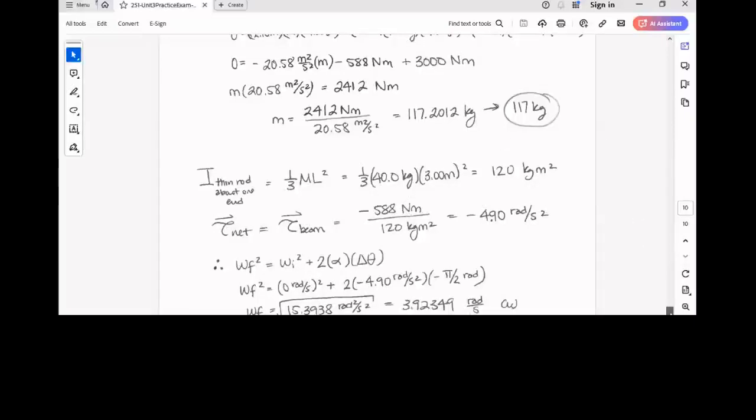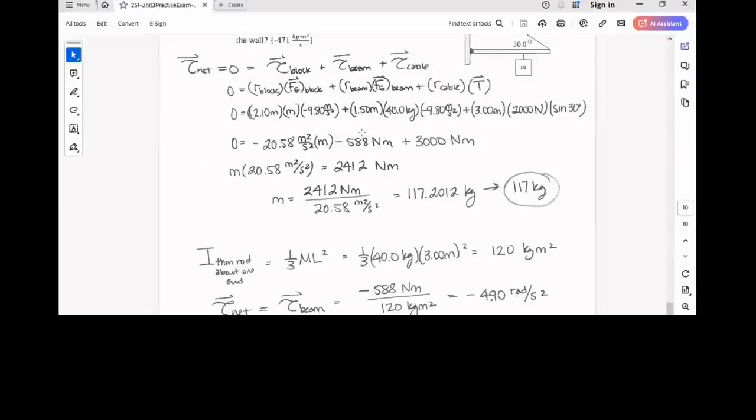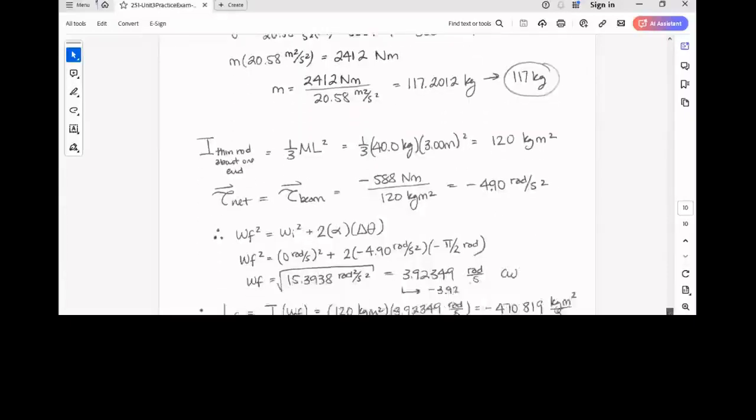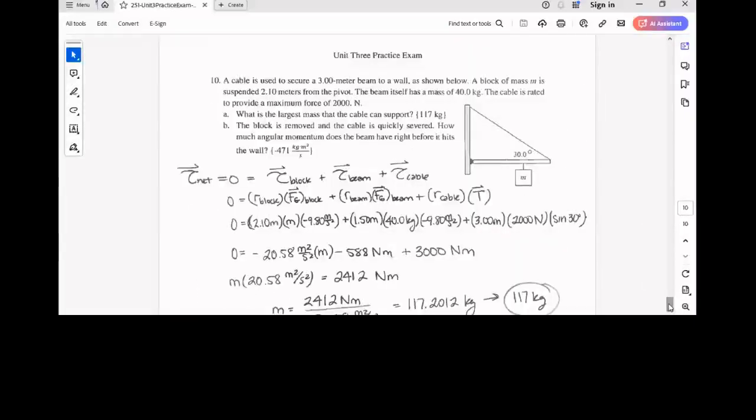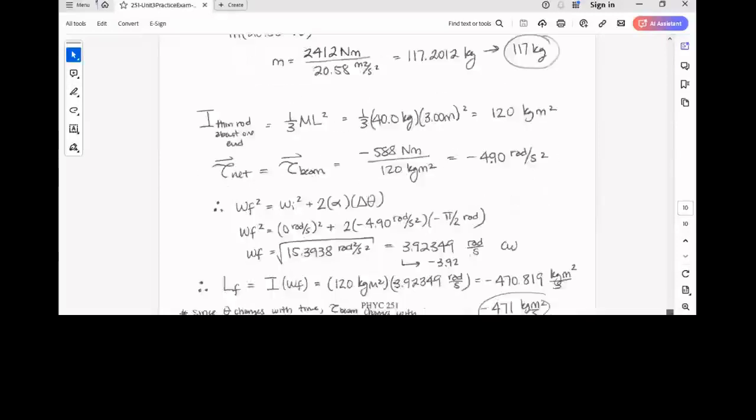Not the gravitational force, it's the gravitational torque further up here. So negative 5.88 Newton meters, which was one of the interstitial calculations from the previous problem. I could divide that by the moment of inertia that we just calculated, and I get negative 4.90 radian per second squared. Negative because severing the cable would cause this entire beam to experience a clockwise rotation, and clockwise torques are going to be negatives.